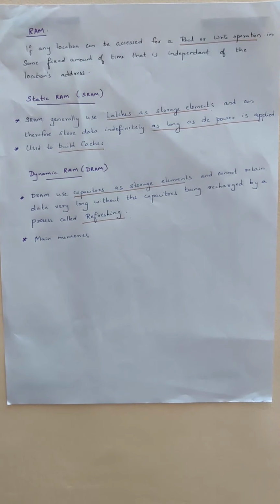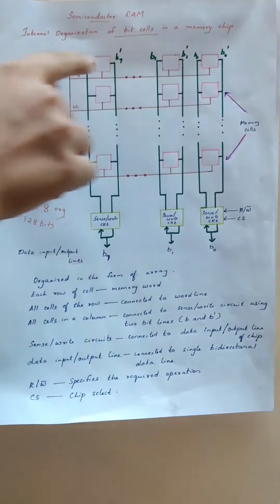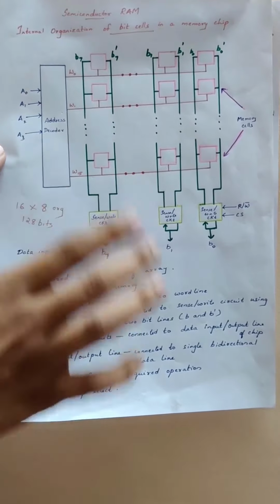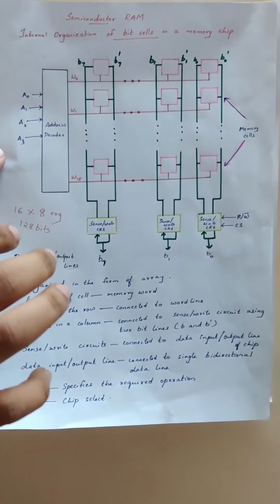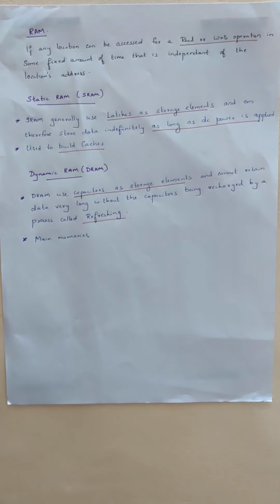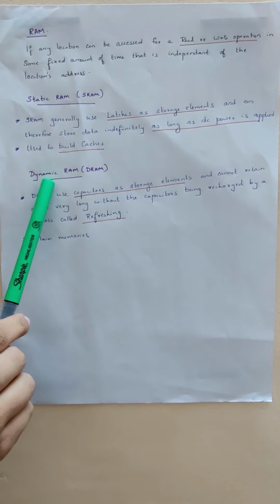So we have seen how the memory cells are arranged in a random access memory. Again, I'll show you the diagram. So here you have memory cells and the row is called a word line. Each column is connected to a sense/write circuit using the bit lines. Now, we'll go more into the random access memory. Going into the definition, any location which can be accessed for a read or write operation in some fixed amount of time, independent of the location's address, is called a random access memory. The two divisions of the random access memory are static RAM, denoted as SRAM, and dynamic RAM, denoted as DRAM.